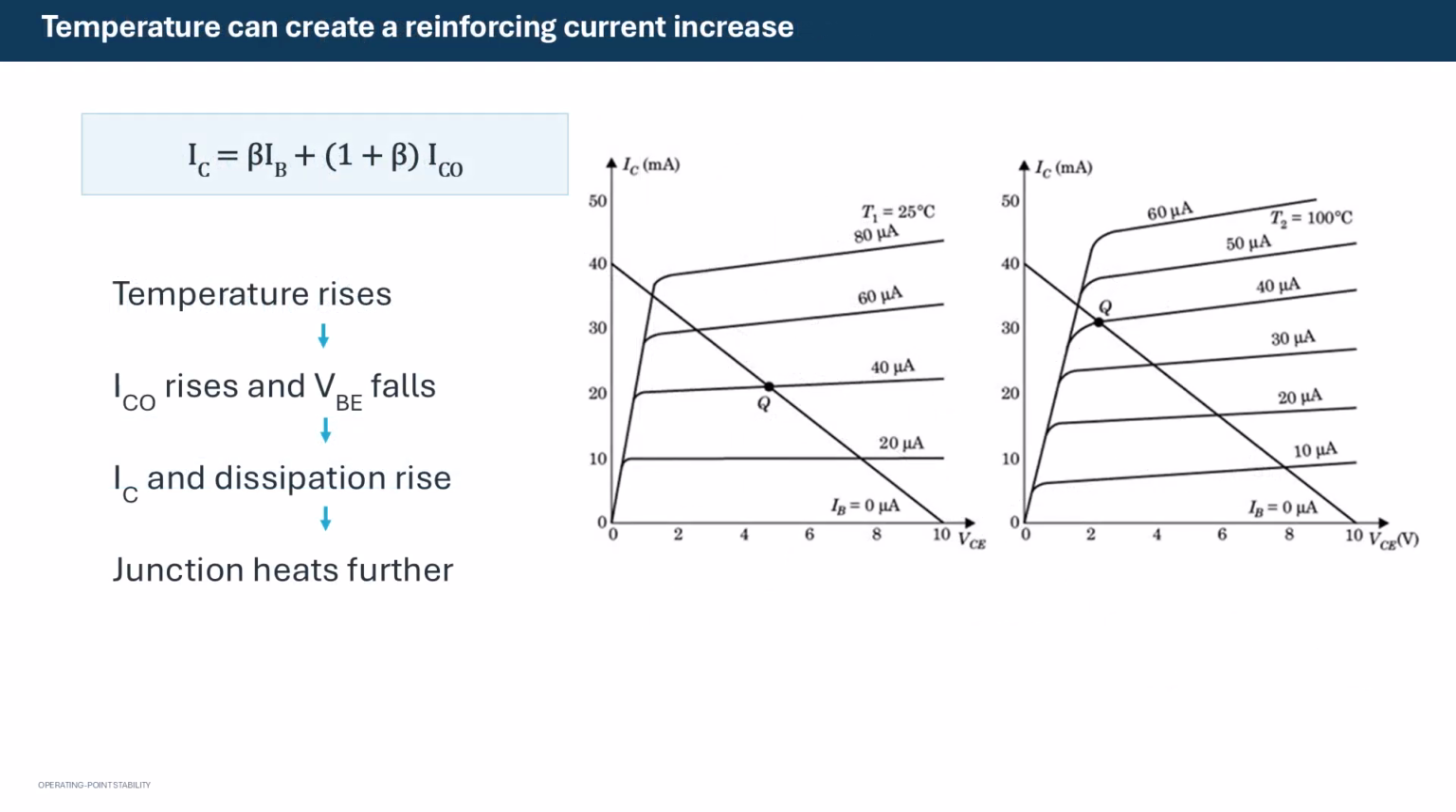Collector current contains the beta times base current term and a leakage term multiplied by 1 plus beta. As temperature rises, leakage current increases and base emitter voltage decreases. In a poorly stabilized circuit, both changes can raise collector current. The additional current raises transistor dissipation, which can raise junction temperature further. Unless the bias network counters this positive electrothermal feedback, the process can progress toward thermal runaway and damage the transistor and circuit.